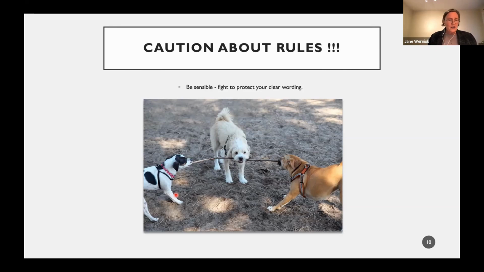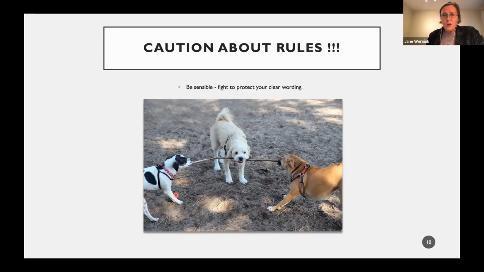My caution is, for the benefit of readers, try as hard as you can to be the sensible person. Fight to protect your clear wording. And up on the screen, I draw your attention to three dogs who are having a discussion over a stick. What I'd like you to do is participate just for a minute with me. Look at the picture and decide which of these three dogs is the sensible dog.